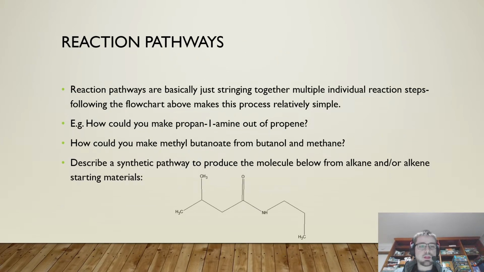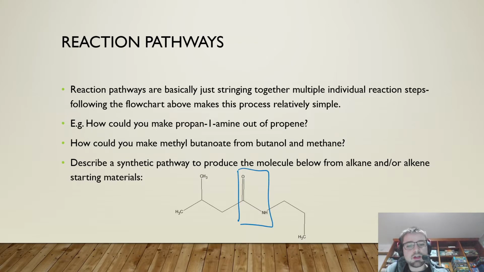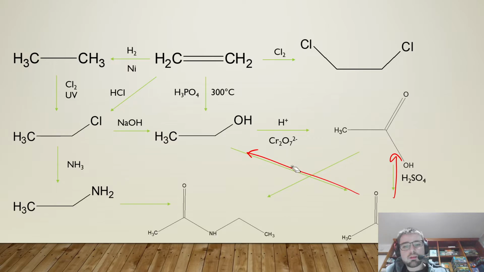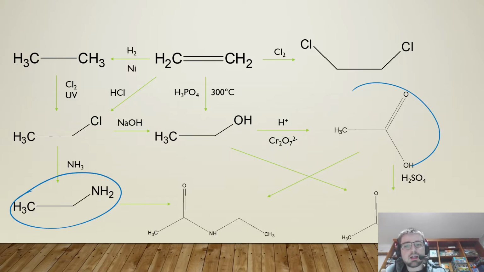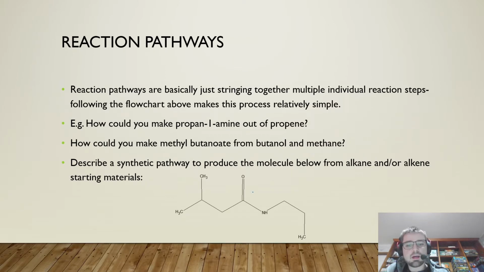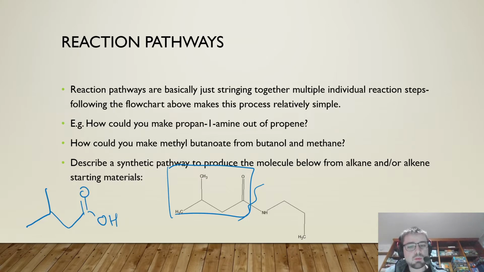All right, let's do one more. Describe a synthetic pathway to produce the molecule below from alkane and or alkene starting materials. So here's a pretty hard one. Hopefully you can identify what molecule we have. We have an amide group here. We're going to make our amide from an amine and a carboxylic acid. And we can think about which ones they are from splitting it up here. So this side is going to be the carboxylic acid side, and this side is going to be the amine side.